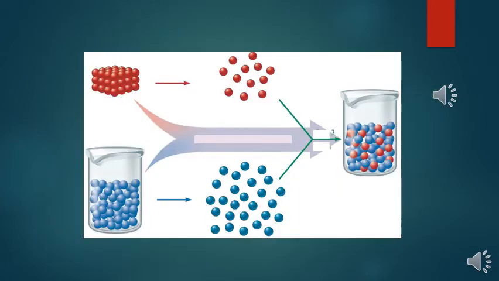So this picture shows what dissolving looks like. We have water at the bottom left, and then we have something to dissolve at the top left. When you mix them together, the piece that dissolves blends in with all of the water, so you can't see it anymore.